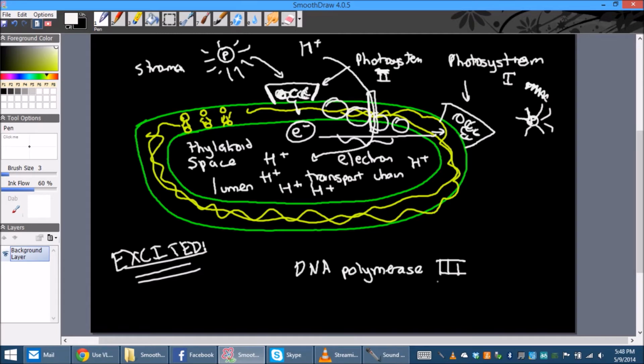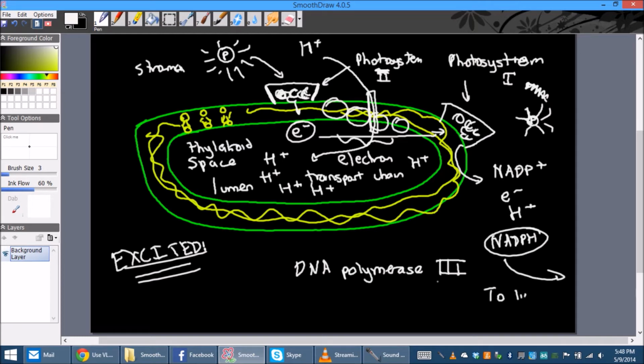It excites the chlorophyll molecules, which help excite this electron again. And when this electron is excited again, it's moved to another area, and this area combines an enzyme called NADP+ with the electron and a hydrogen to produce NADPH. And this is one of the end products of the light-dependent reactions, and it goes out to the light-independent reactions.